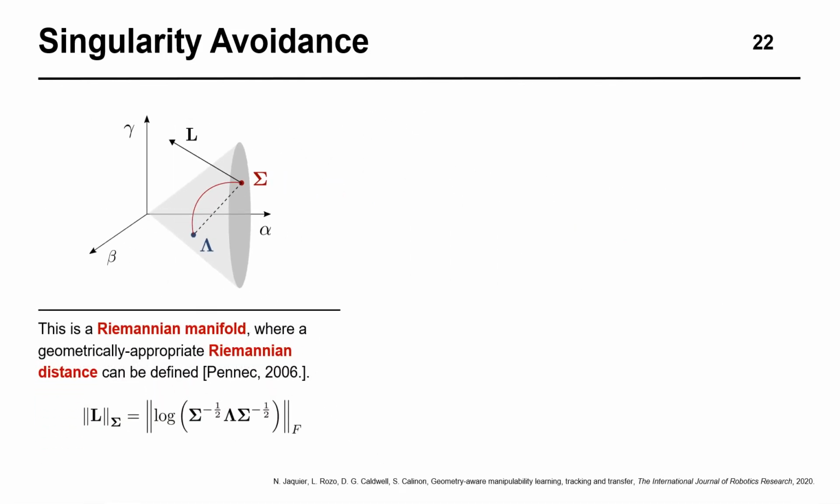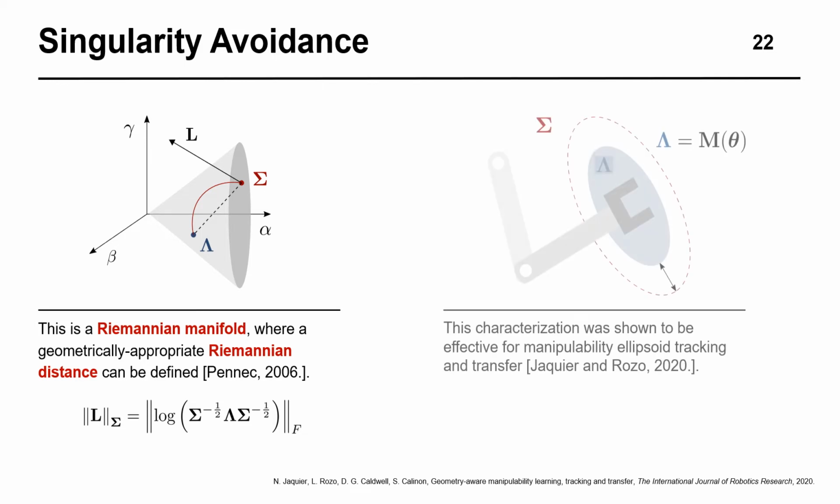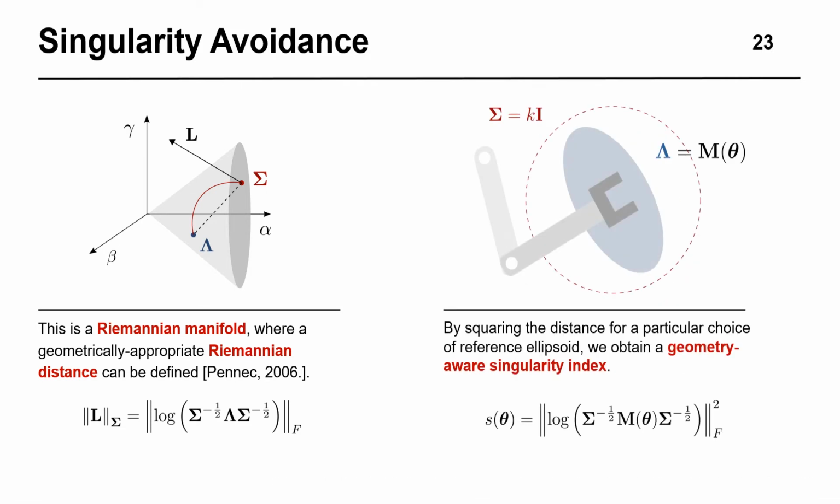This geometric description allows us to reason about the differences between two ellipsoids. In fact, it has recently been shown that this characterization can be used to successfully perform manipulability ellipsoid tracking and transfer. Building on this work, we derive a differentiable geometry-aware singularity index, defined as the squared Riemannian distance between the current manipulability ellipsoid and a larger spherical ellipsoid enveloping it.